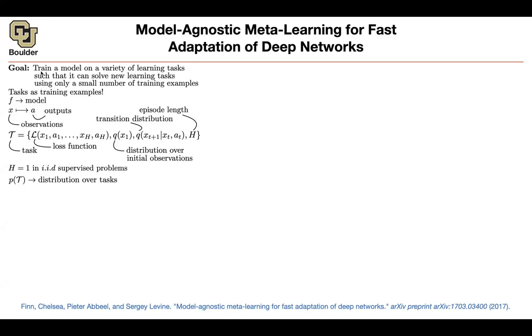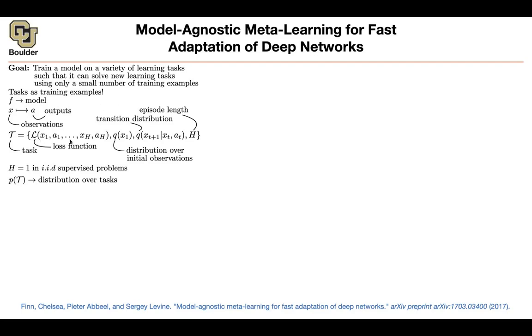So let's go back to the objective. First of all, you want to train a single model, and then you want to train it on a variety of different tasks. So task one, task two, task three, task four. And what is your objective? You want to be able to adapt really fast to new observations and new tasks. So you want to generalize to new tasks.